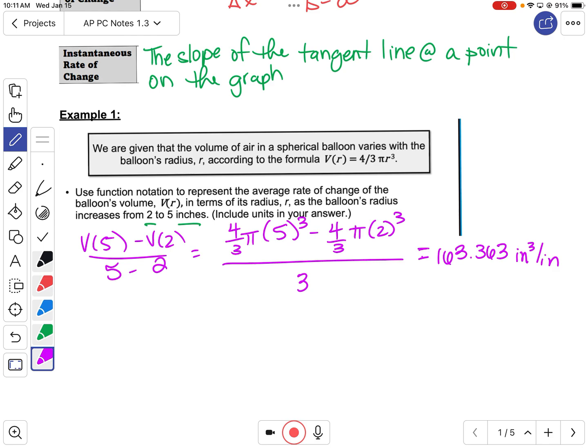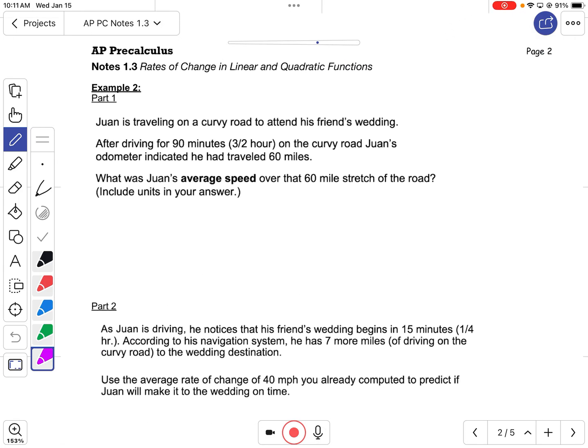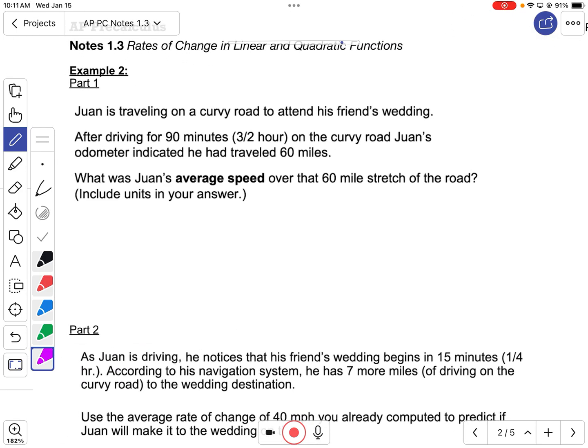All right, so let's look at another example. It says that Juan's traveling on a curvy road to attend his friend's wedding. After driving for 90 minutes, approximately 3/2 of an hour, on the curvy road, Juan's odometer indicated he had traveled 60 miles. What was his average speed over that 60-mile stretch of road? Let's include our units. How might we go about doing that one? A little different.